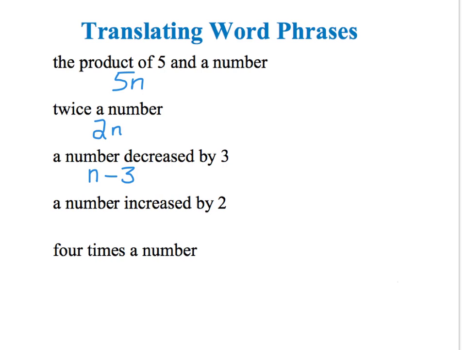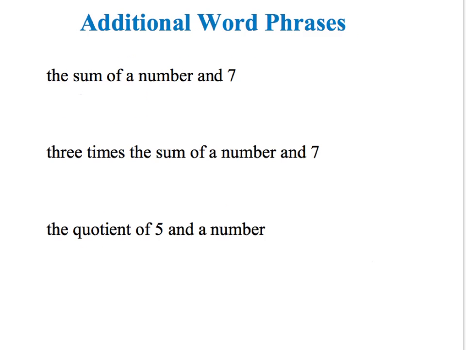A number increased by 2, increase is going to mean add, so that one's going to be n plus 2. 4 times a number, that should be pretty obvious. That's just 4n. On the next slide, if I say the sum of a number and 7, sum means addition, so n plus 7.